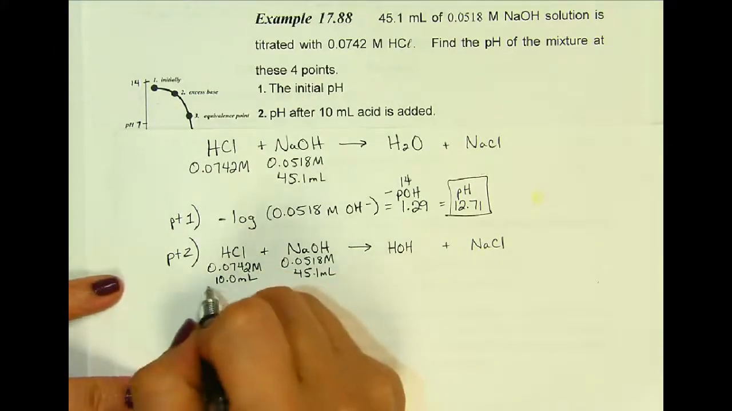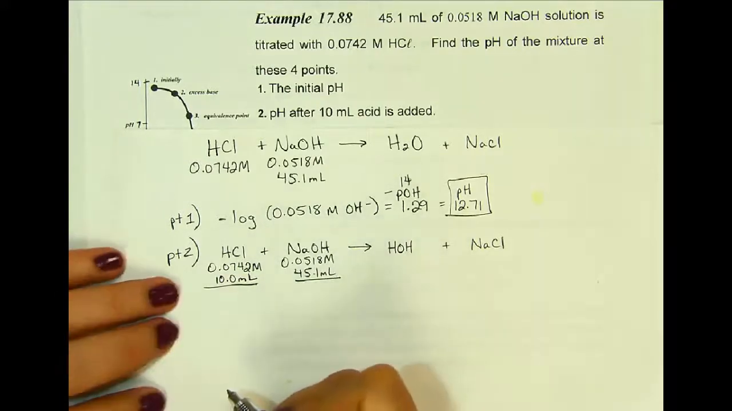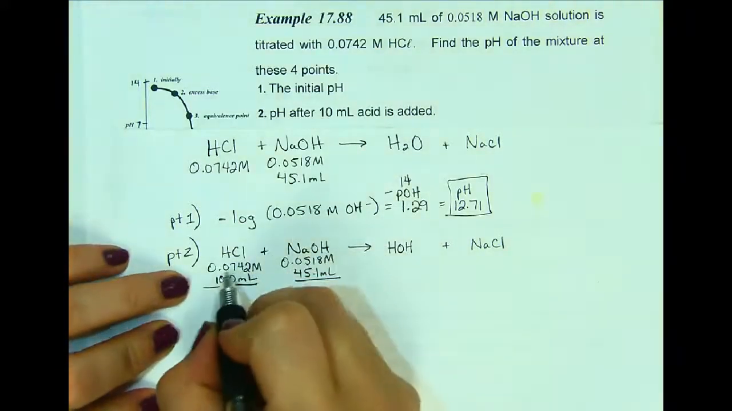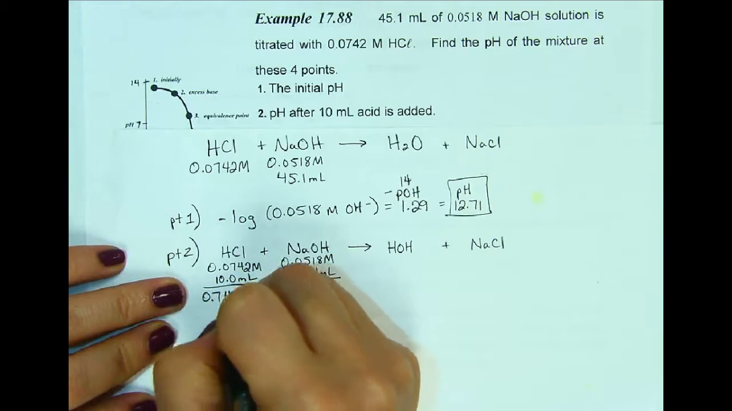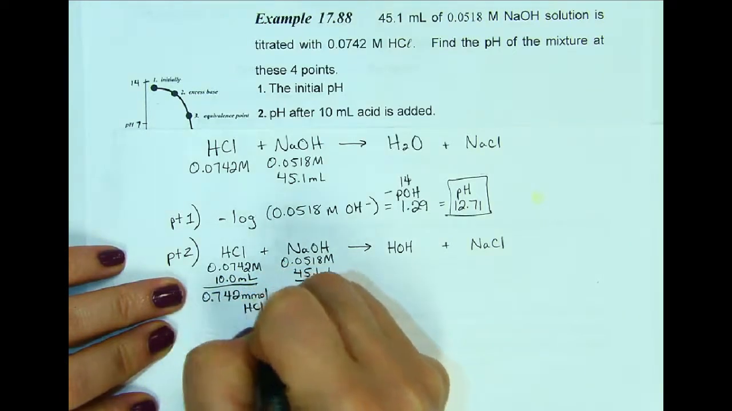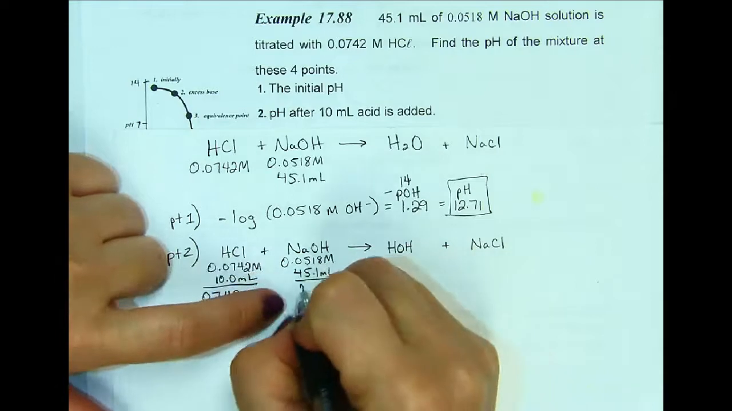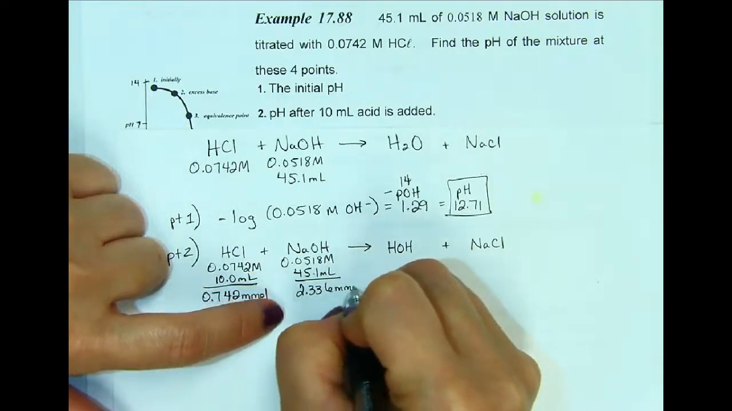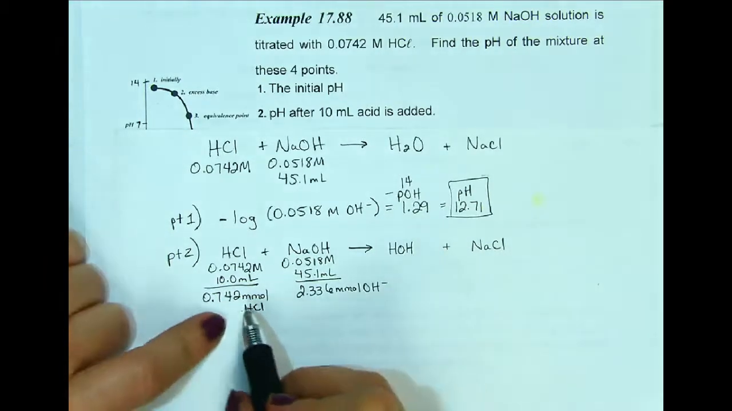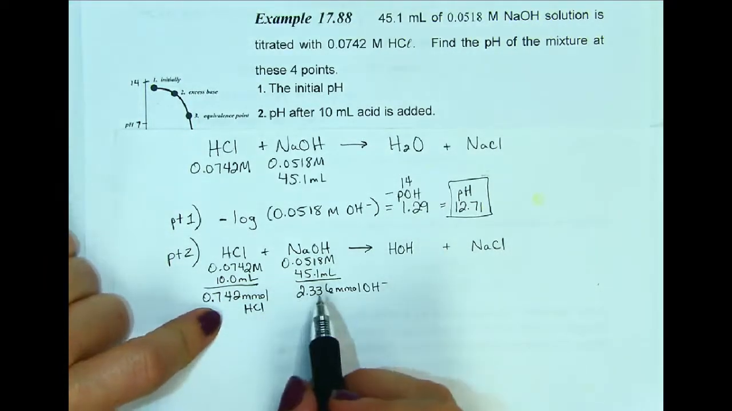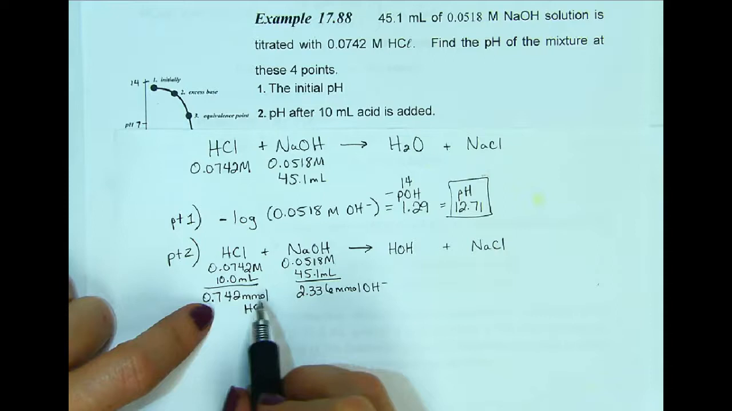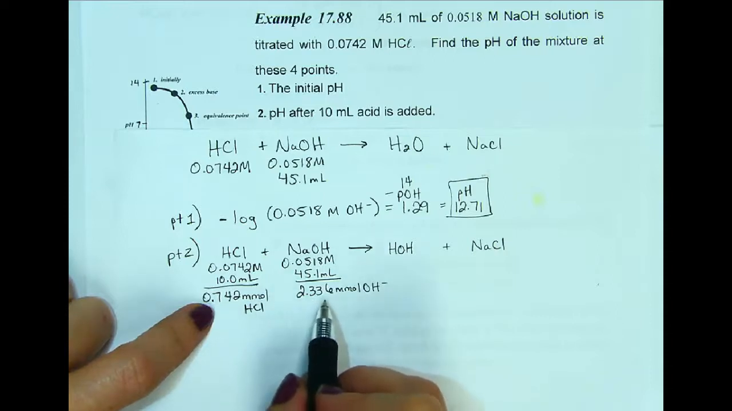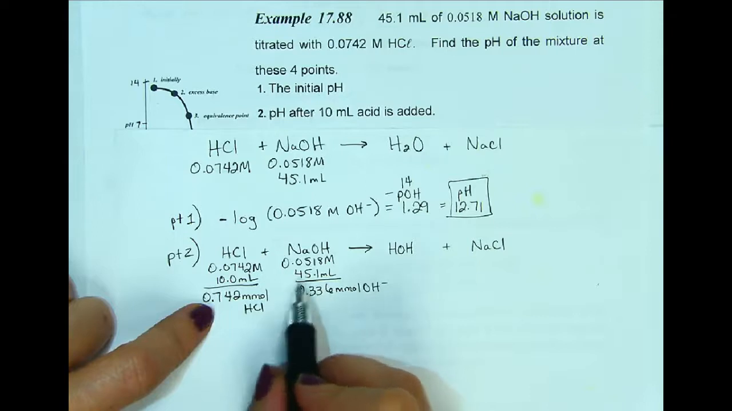So first of all, I want to know how many moles of each of these we have reacted, and so when I multiply 0.0742 times 10 milliliters, I'm going to get a value of 0.742 millimoles of hydrochloric acid. And when I multiply these two, I'm going to get 2.336 millimoles of hydroxide. Now, these are going to react on a 1-to-1 basis. So what that means is exactly 0.742 millimoles of hydrochloric acid is going to cancel out 0.742 millimoles of the hydroxide. And notice we have more hydroxide, which we expect. There's excess base present here.